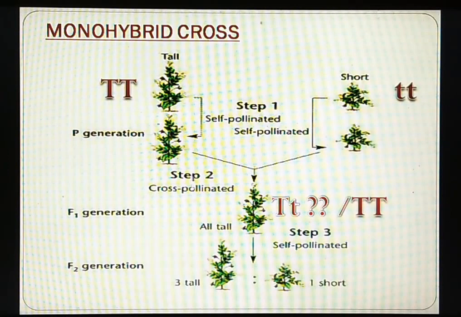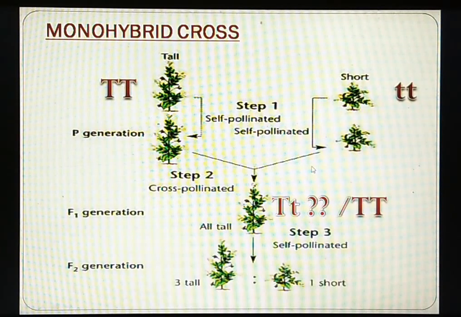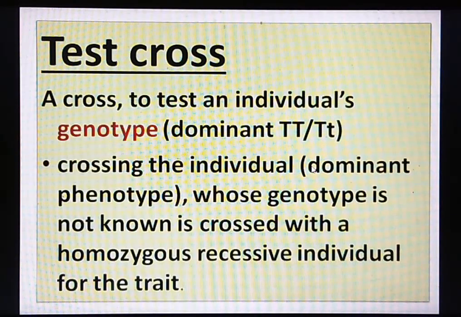So how was it done? It was the cross between the F1 generation offsprings and the dwarf plants, and that cross was called the test cross. So we define this cross as a cross to test an individual's genotype, whether it is homozygous or heterozygous. It is the crossing of the individual that is dominant, and whose genotype is not known to us, with a homozygous recessive individual or recessive parent for that particular trait.